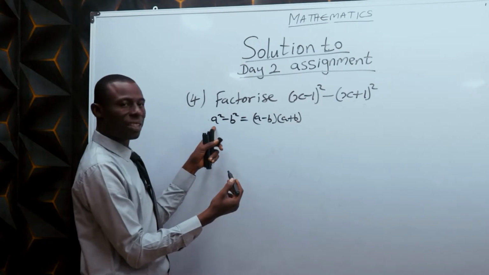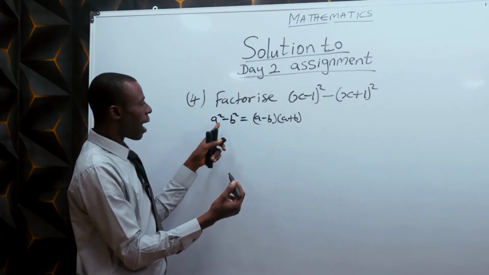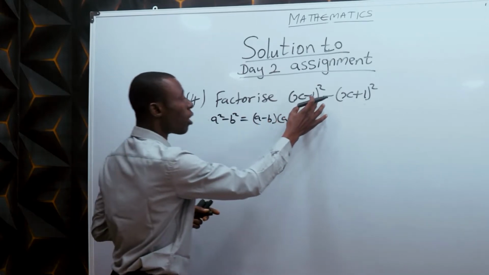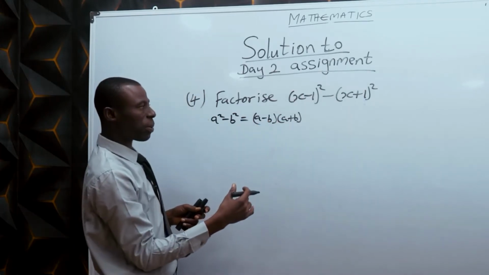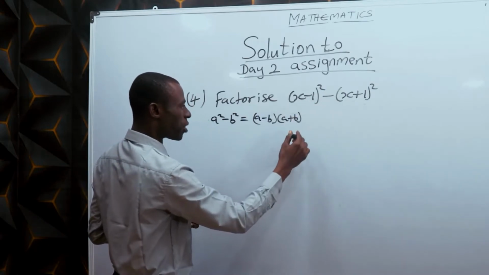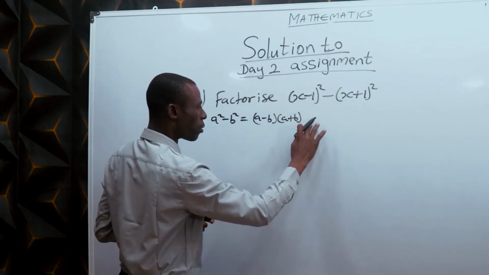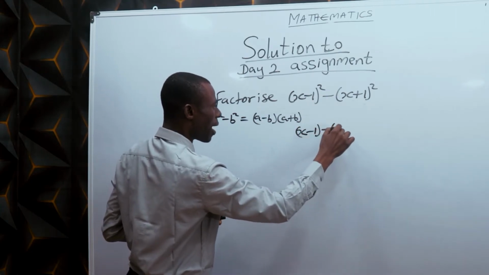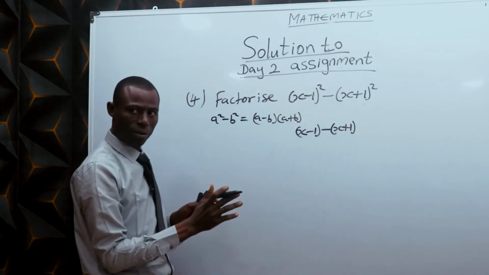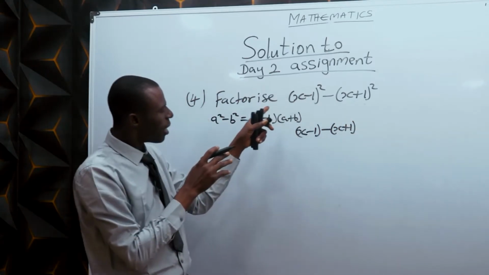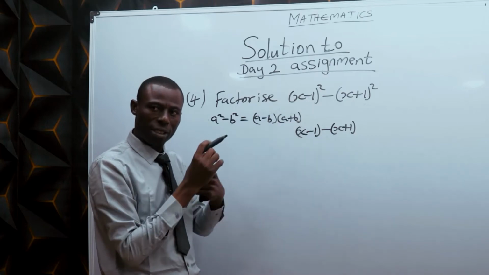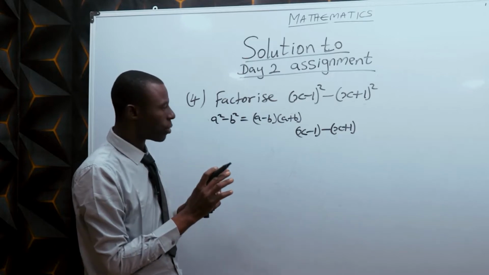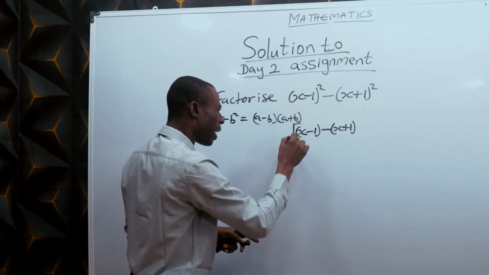It is the a that has the power and the b that has the power that we manipulate inside the bracket. Just remove the power on the expression, and you write (x minus 1) minus (x plus 1). Can you see what I have written? I just remove the power. When you see an expression of this nature, a difference of two squares, you just remove the power on the two terms. You have this. Now introduce a larger bracket.